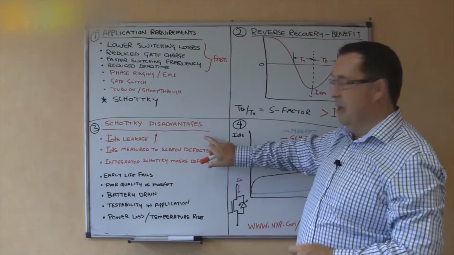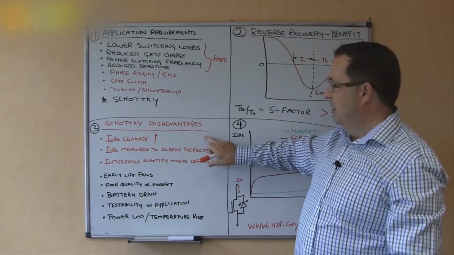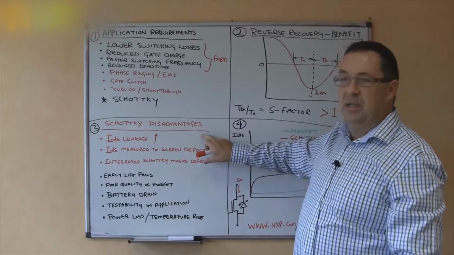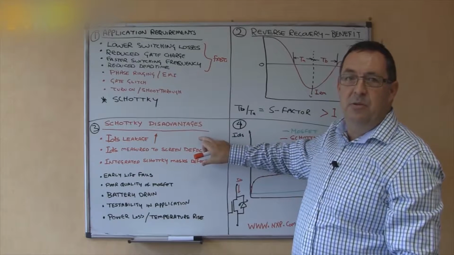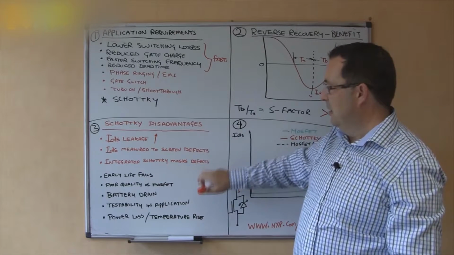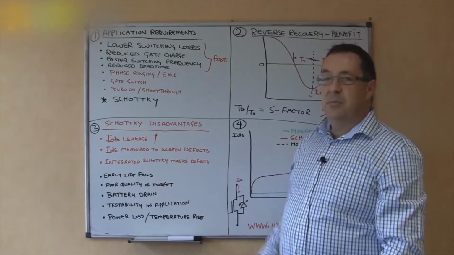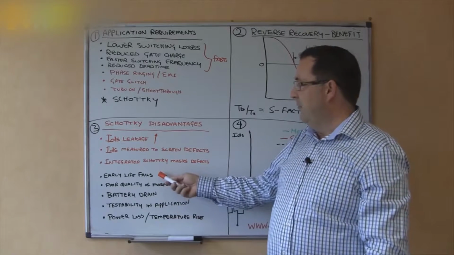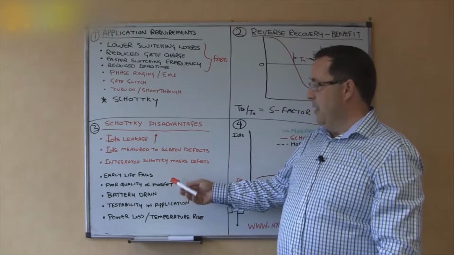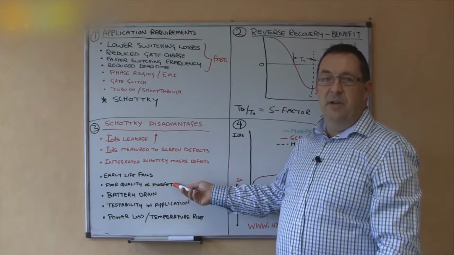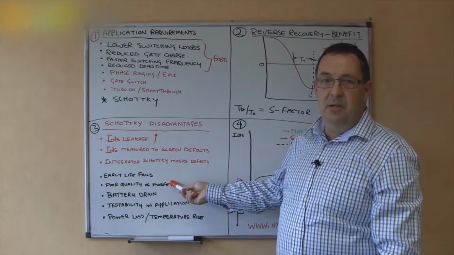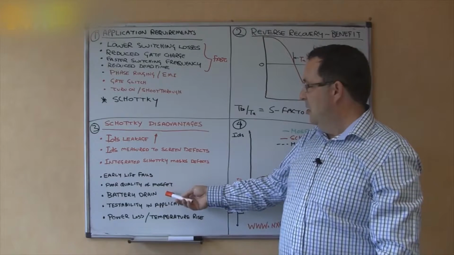These are problems for a semiconductor manufacturer. We want to be able to measure defects within our silicon, our products and our processes. What this means for the customer is it could lead to early life fails. We could have poor quality of MOSFET, which would affect the quality of our customers' products.